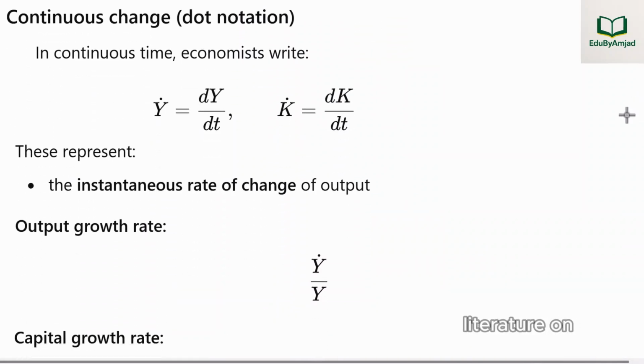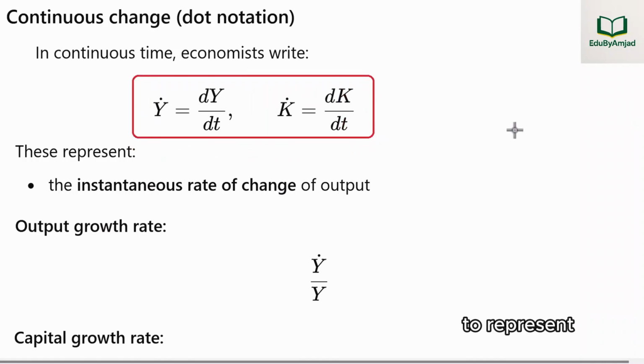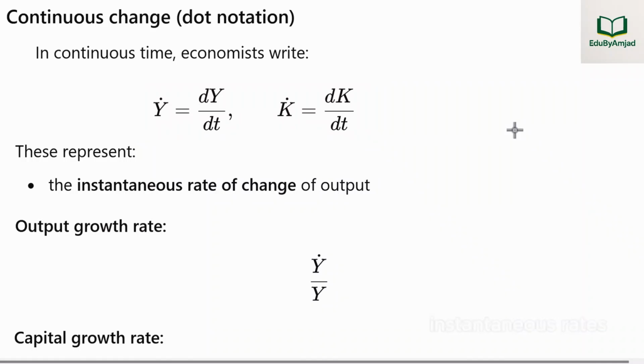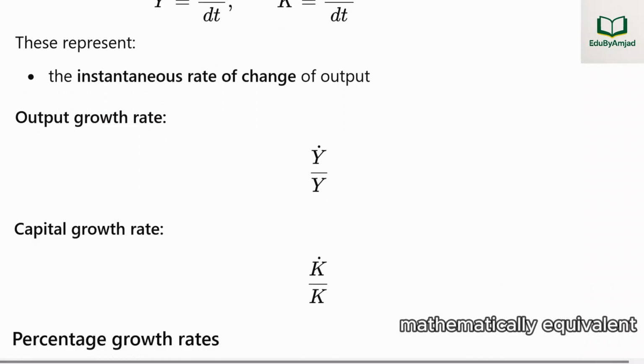In the economics literature on growth theory, we typically study these changes in continuous time, which enables us to use calculus. We write Y dot to represent the derivative of output with respect to time, and K dot for the derivative of capital. These represent instantaneous rates of change of output and capital. In contrast, delta measures represent changes in discrete time. However, for sufficiently small time intervals, these two ideas are mathematically equivalent.